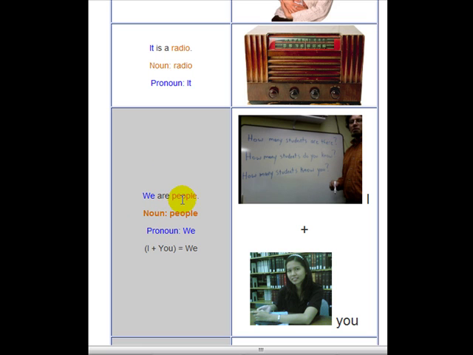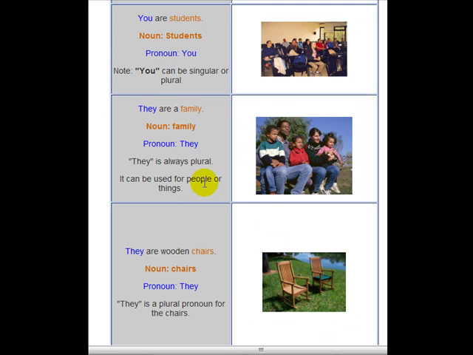We are people. The noun is people, which is what is an object. It is a group. The pronoun is we. I plus you equals we. Okay. You are students. The noun is students, which is a group of people which we call students. And the pronoun is you. Now, you can be singular or plural, as you know.